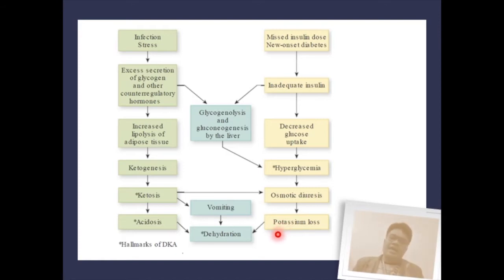Again, I would like you to look at the triggers of DKA. So you have your infection and stress. What is it in infection and stress that could increase the risk for DKA? Your infection and stress are both stresses on our body. It increases the demand of our body for glucose, meaning your body will seek more glucose because it attempts to heal itself. For that reason, higher glucose demand. And then a missed insulin dose. Without insulin, again, fat would metabolize. So again, that's your diabetic ketoacidosis.